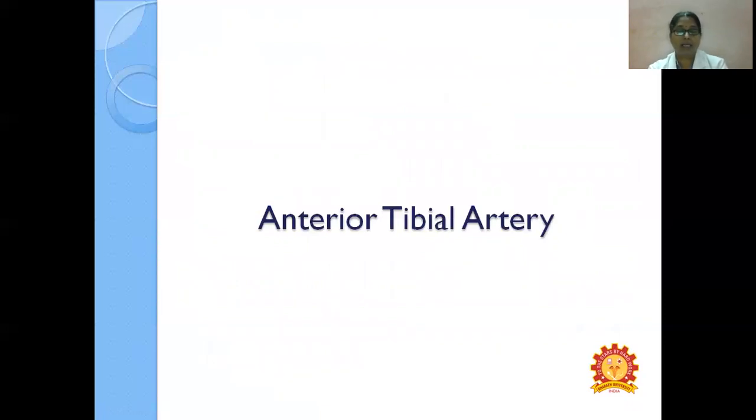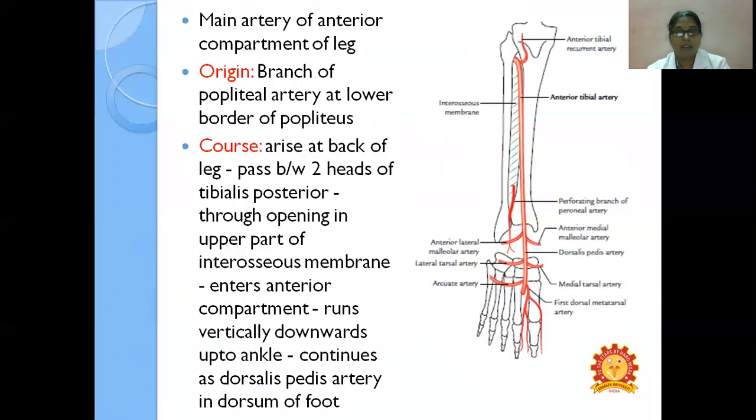Then we move on to the anterior tibial artery. The anterior tibial artery is the main artery of the anterior compartment of the leg. It is a branch, or a continuation, of the popliteal artery at the lower border of the popliteus.